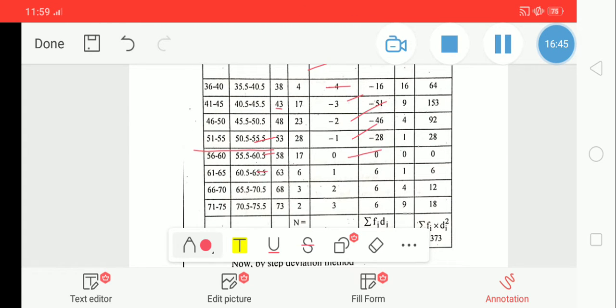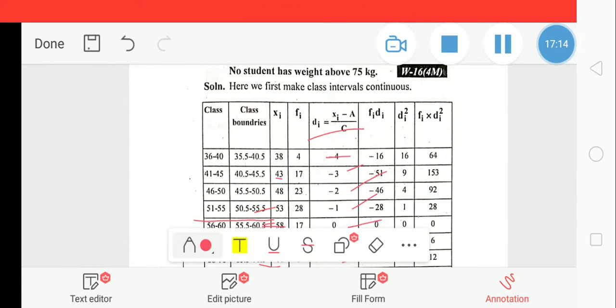Now 63 minus 58 divided by 5 gives 1. And 68 minus 58 divided by 5 gives 2. 73 minus 58 divided by 5 gives 3. That is the di. Now we want di square.